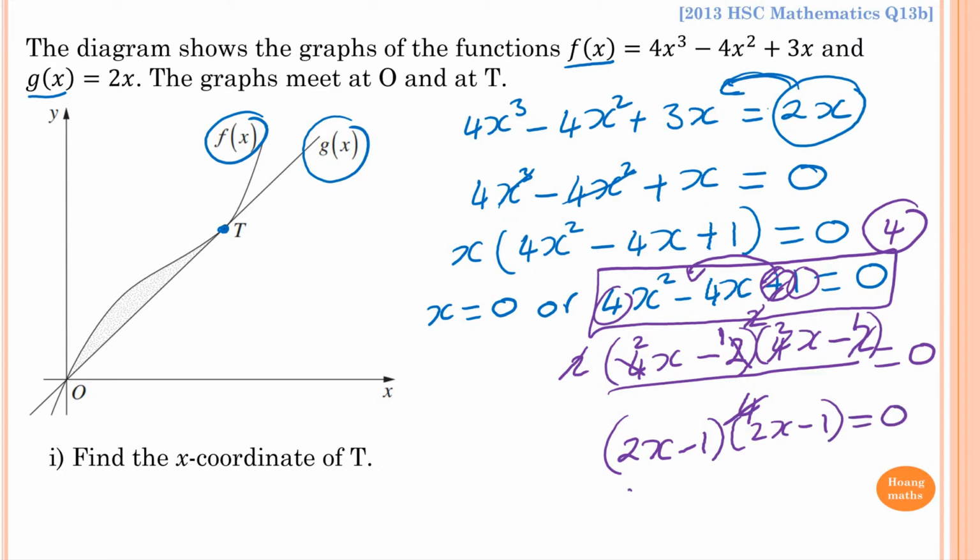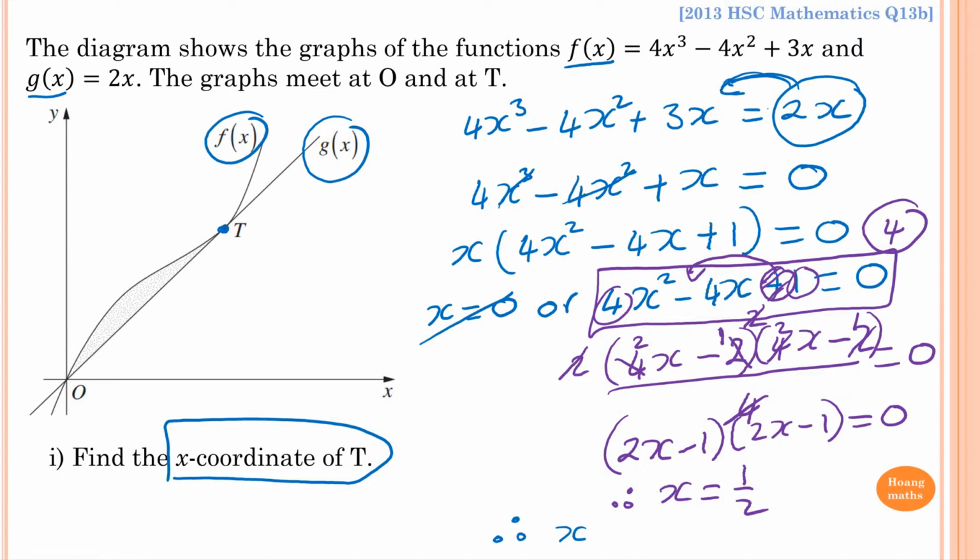So therefore x is equal to a half. Because the question only asks for the x coordinate of T, the final answer is x, and we ignore this 0 here. So therefore x is equal to a half. That's the answer.